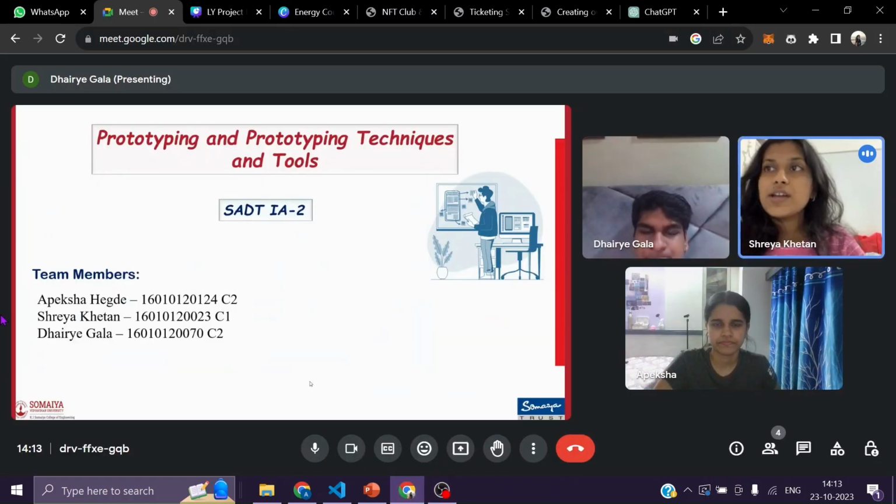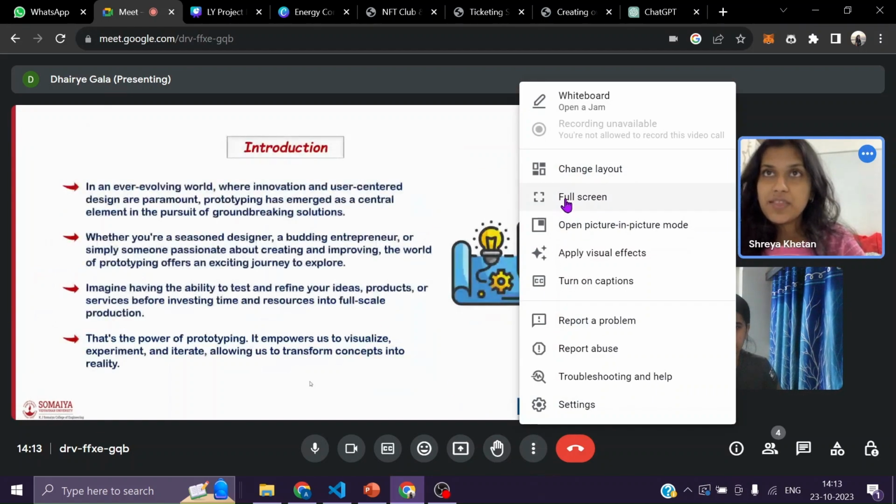The topic for our IA is prototyping and prototyping techniques and tools. We are a group of three people, Dhairya Gala, Apeksha Hegde, and Shreya Khetan. So let's begin with the introduction.